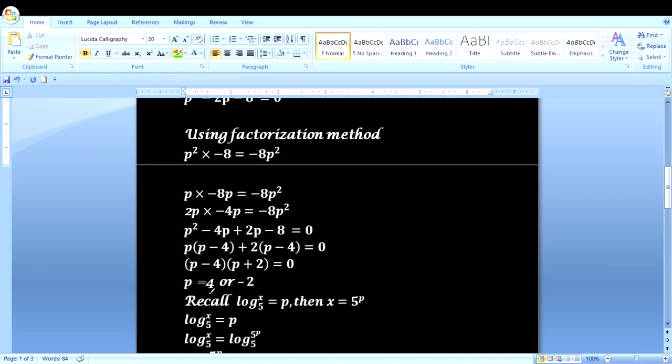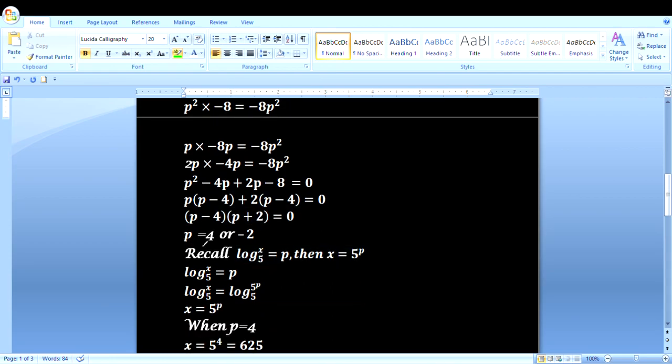Okay, so here we factorize. The common factor between p squared minus 4p is p. This becomes p into p minus 4, close bracket. The common factor between 2p and minus 8 is 2. So this becomes plus 2, open bracket, p minus 4, close bracket, equals 0. So it becomes p minus 4 into p plus 2 equals 0. So p is equal to 4 or minus 2.